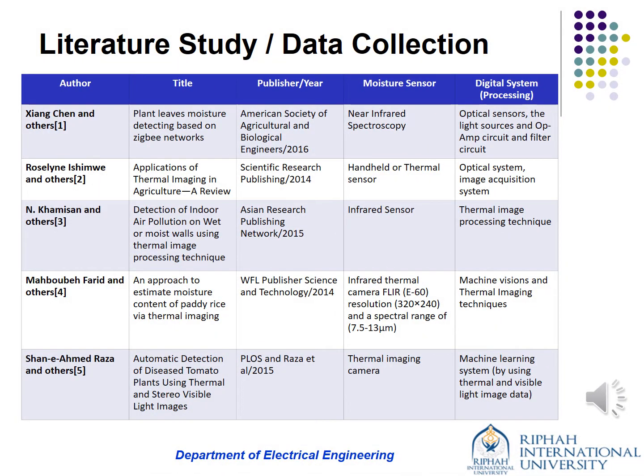In this slide, we have studied some available moisture detectors that are already present in the market. We studied these moisture detectors, collected the data and shown it in tabular form. We have studied 5 research papers about available moisture detectors having different moisture sensors and different processing units. In this table, first we have the author name, then the title of the research paper, next the published year, then the moisture sensor used in the paper, and last the processing system that processes the data from the moisture sensor.